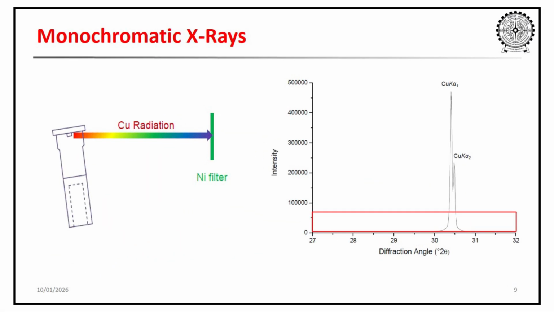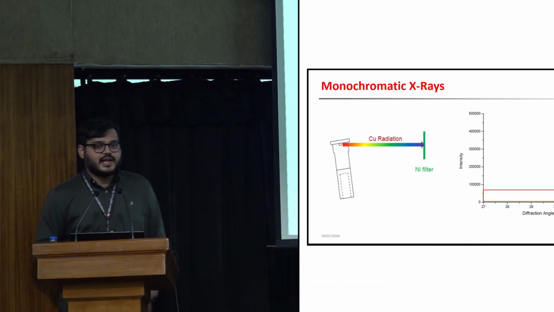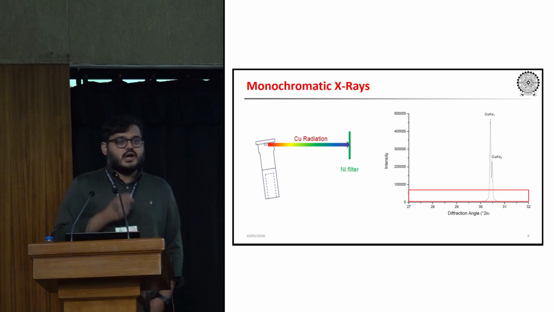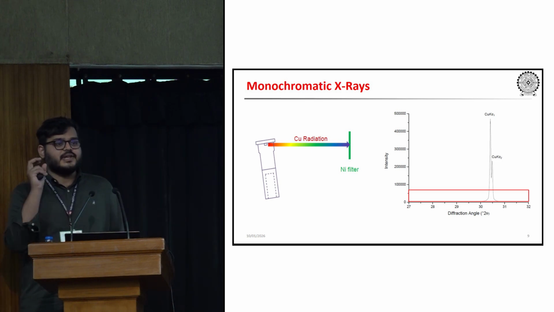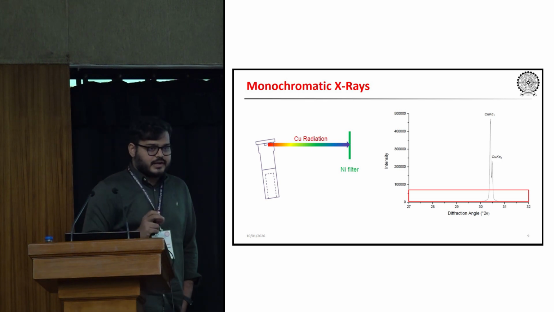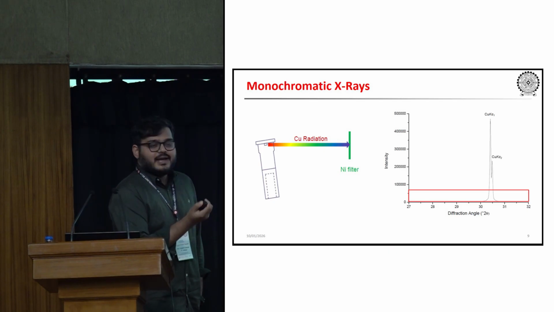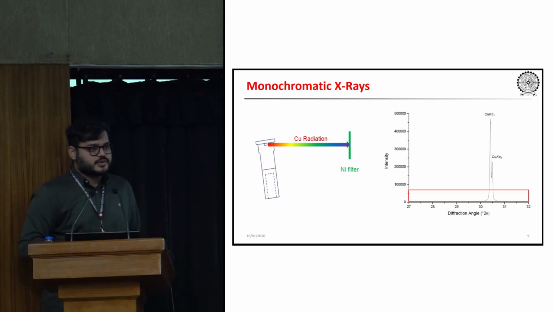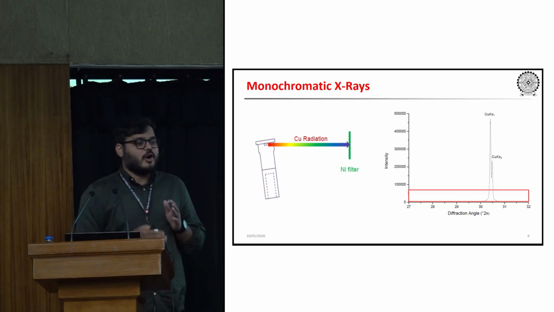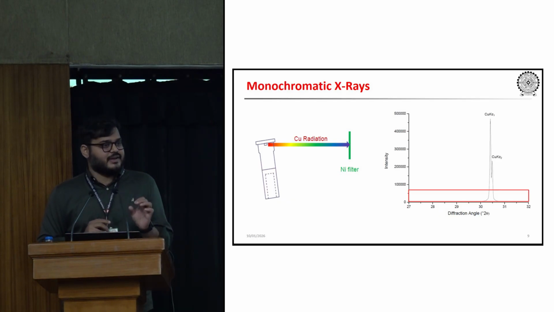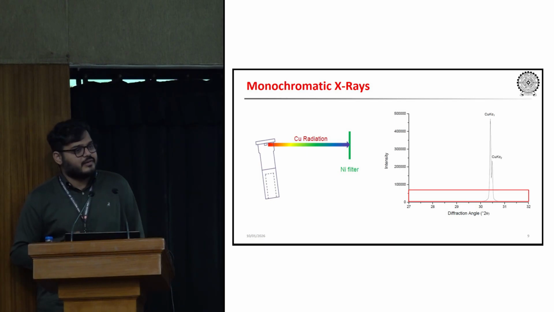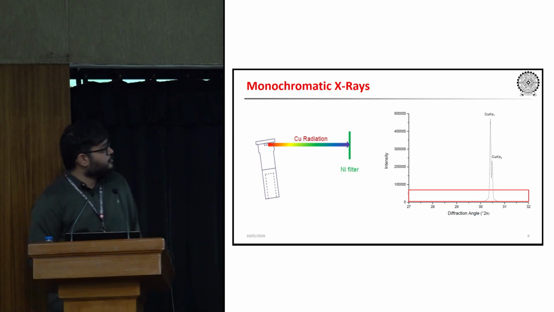Right? Once you pass it through a nickel filter or a monochromator, you can see that the entire background radiation has been removed and your K beta radiation has been filtered. Of course, if you want the best filtration, you increase the thickness of the nickel filter. But the problem is, the more you pass, the intensity of your K alpha radiation also reduces. So it becomes a compromise between the filter thickness and the intensity of the K alpha radiation which you need.